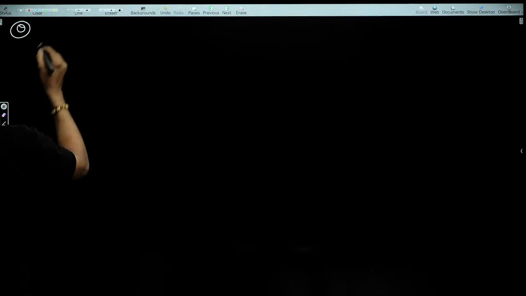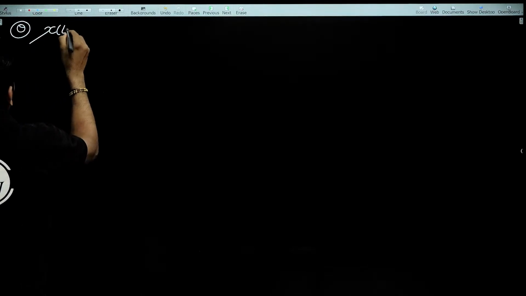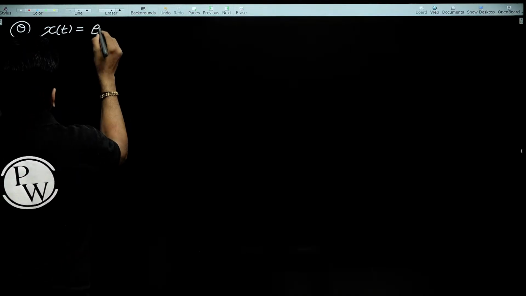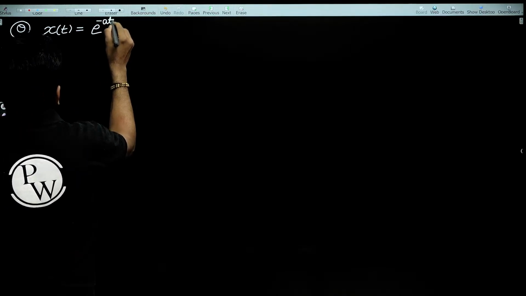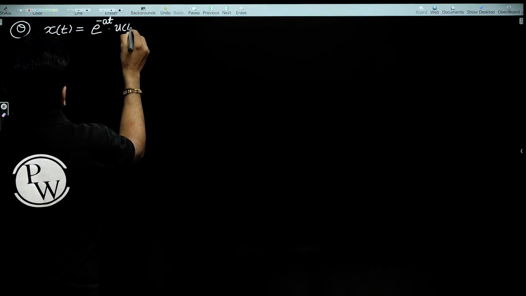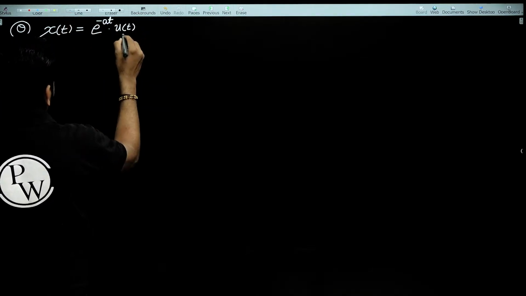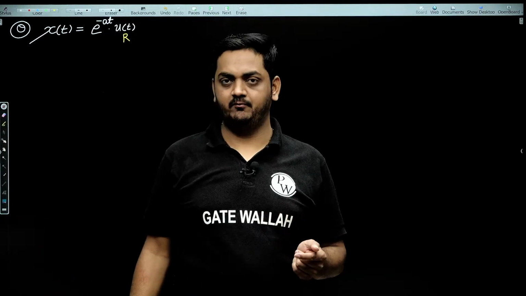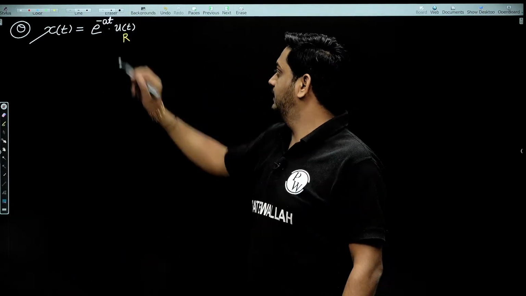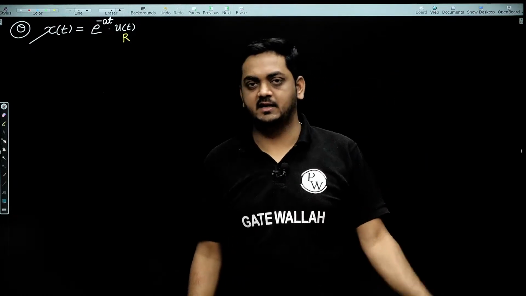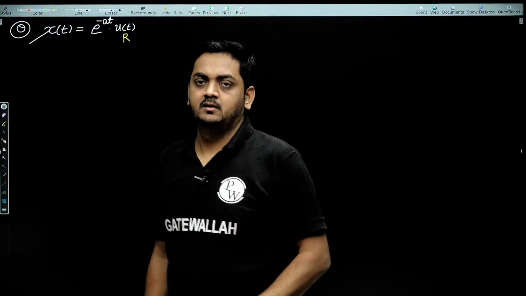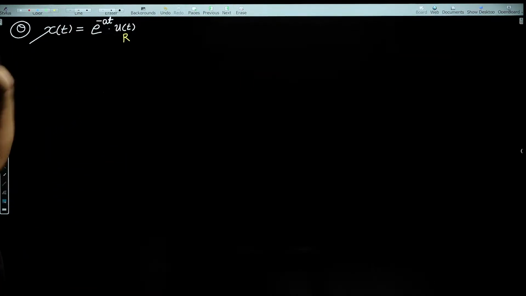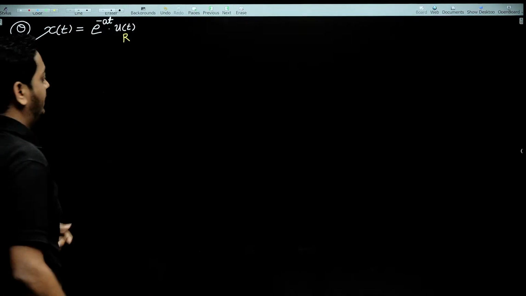Suppose I am going to ask you to find the energy of x of t equal to e to the power minus at into u of t. Now this is a right sided signal, so it can be increasing or decreasing right sided depending on the value of a. Energy will be finite or infinite, completely depending on the value of a, guys.